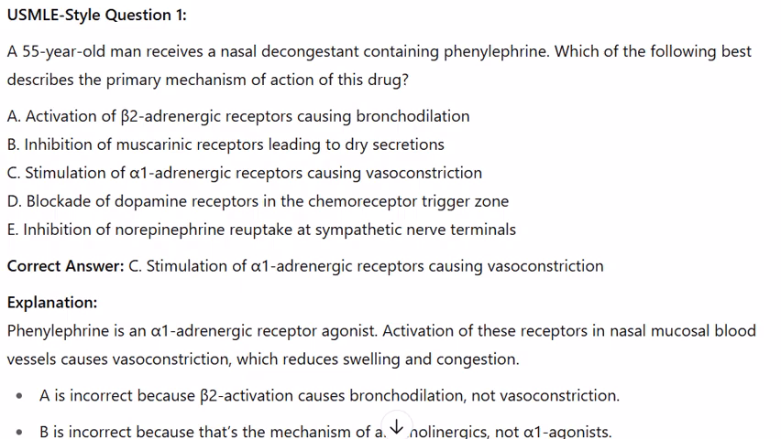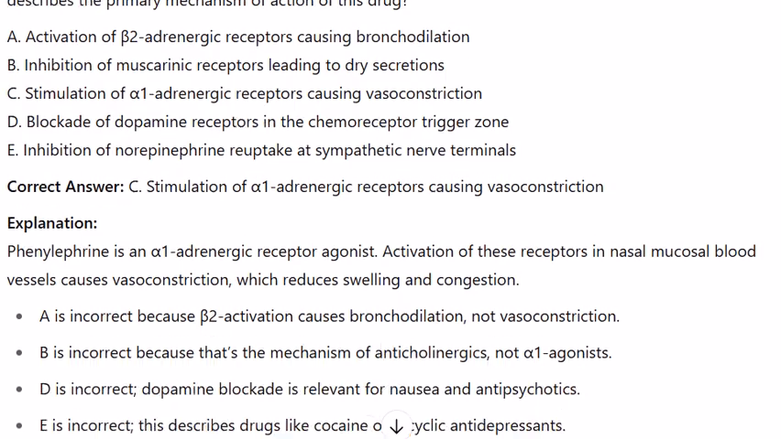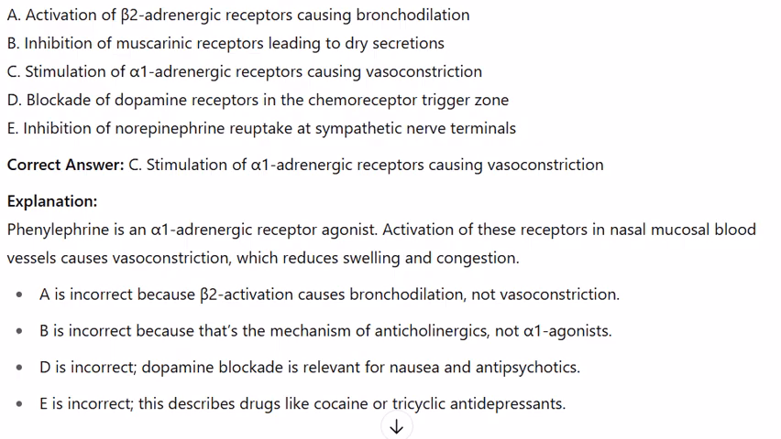Explanation. Phenylephrine is an alpha-1 adrenergic receptor agonist. Activation of these receptors in nasal mucosal blood vessels causes vasoconstriction, which reduces swelling and congestion. A is incorrect because beta-2 activation causes bronchodilation, not vasoconstriction. B is incorrect because that's the mechanism of anticholinergics, not alpha-1 agonists.